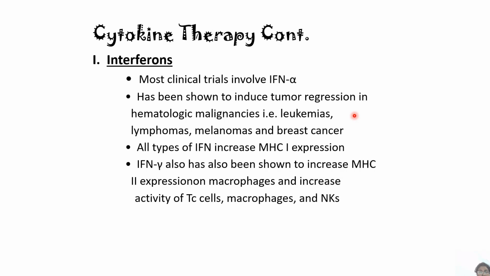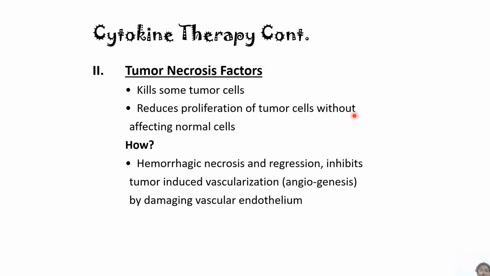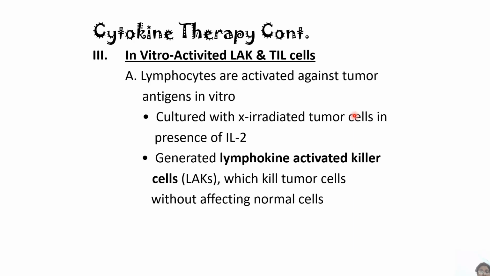All types of IFN increase MHC1 expression. IFN gamma has also been shown to increase MHC2 expression on macrophages and increase activity of TC cells, macrophages, and NK cells. Tumor necrosis factors kill some tumor cells and reduce proliferation of tumor cells without affecting normal cells. They cause hemorrhagic necrosis and regression, inhibit tumor-induced vascularization, and damage vascular endothelium.